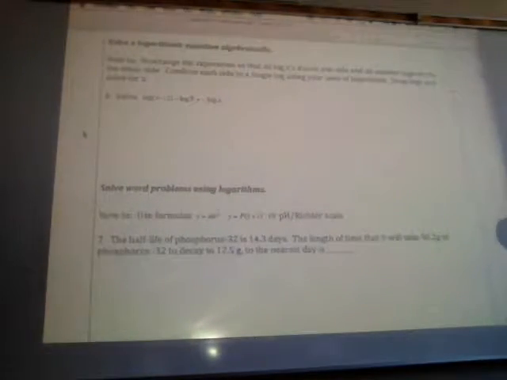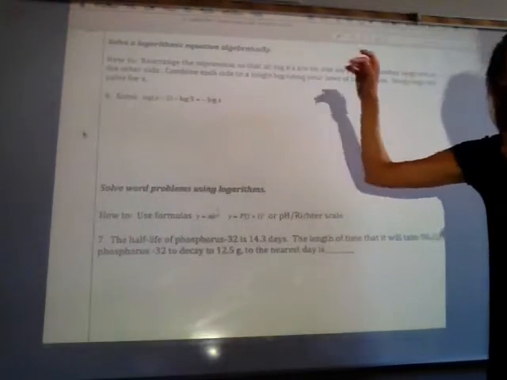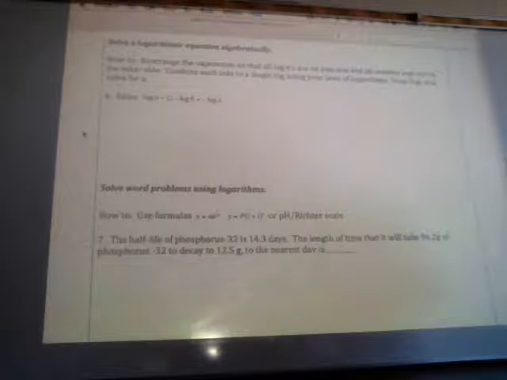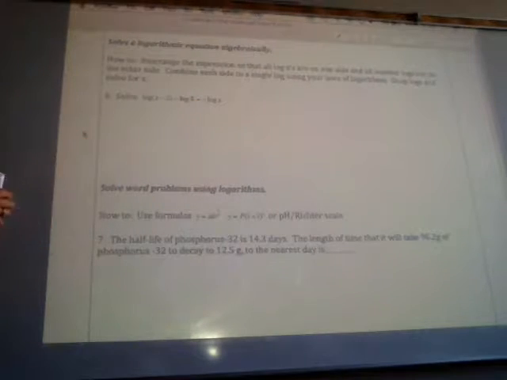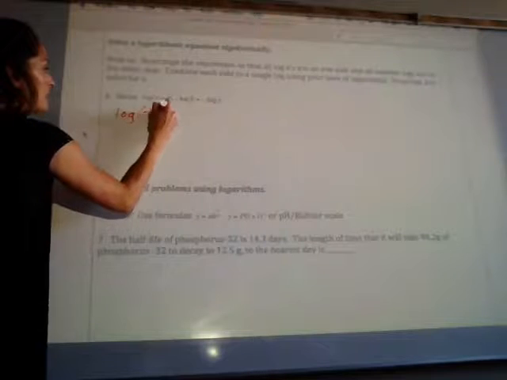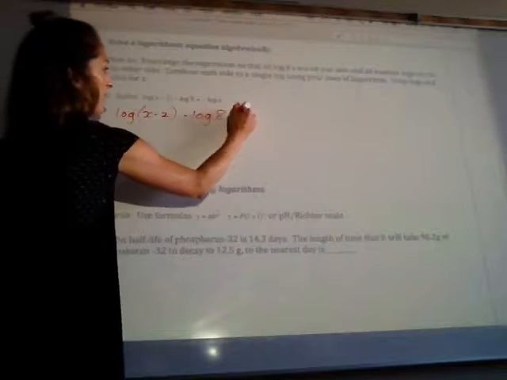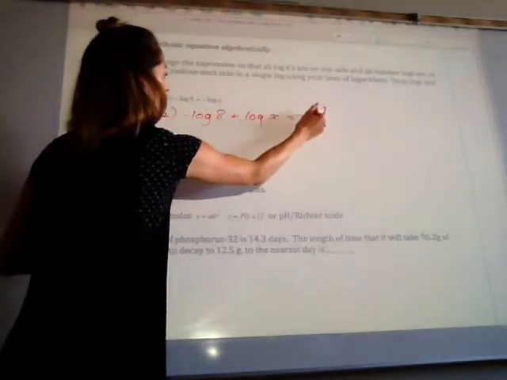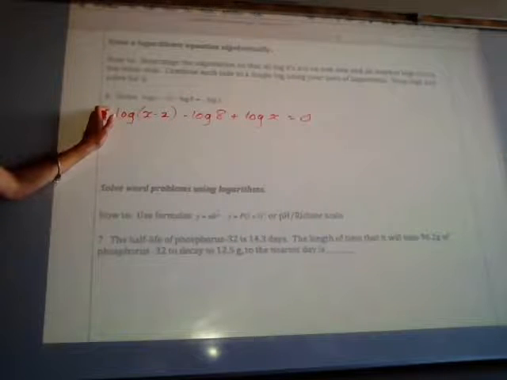But if we're doing this algebraically, first what you want to do is rearrange the equation so that all the logs with the x's are on one side of the equation. Then you want to see if you can combine that into a single log, and then if you need to remove the logs, you can. So let's first move that negative log x to the left-hand side. So we have log x minus 2 minus log 8, and then we're going to add log x to the left-hand side. If I were solving by the x-intercept method, this is what you'd put in your calculator in the y1.